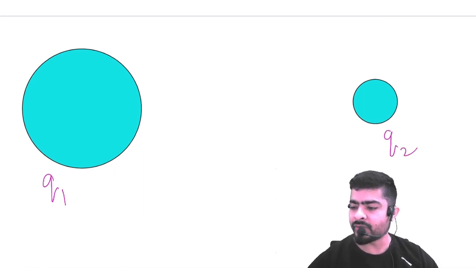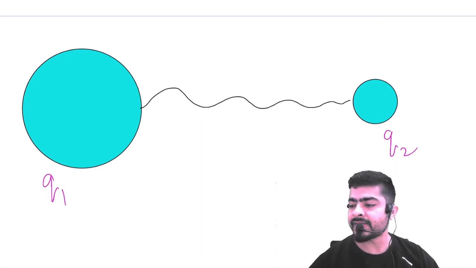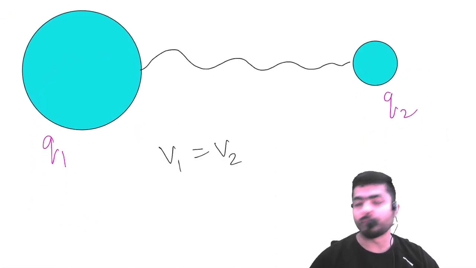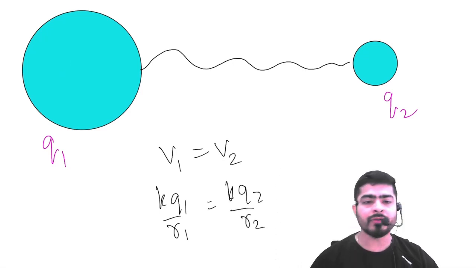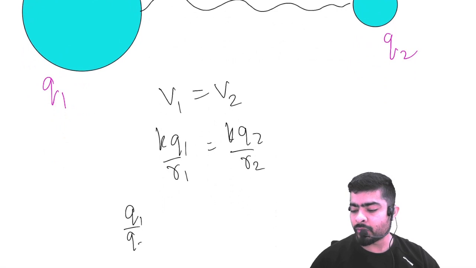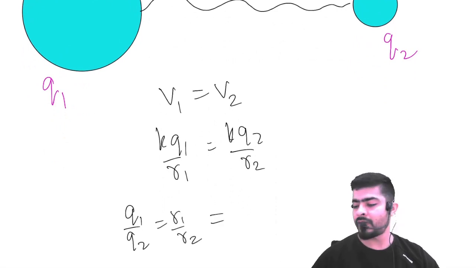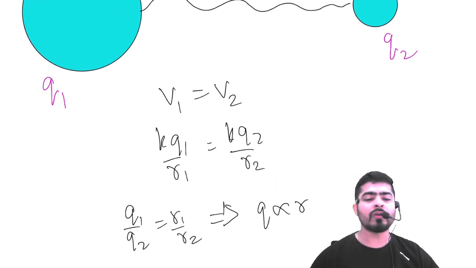So what will happen? See, when you connect the two spheres together, this one has charge q1, this one has charge q2, and they are connected by a wire. So both the spheres will have same potential, right? So V1 equal to V2, so k q1 by r1 equal to k q2 by r2. So from here what do I get? q1 by q2 equal to r1 by r2, or q is proportional to r.